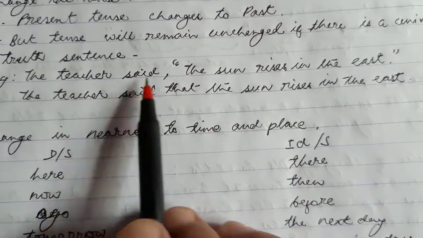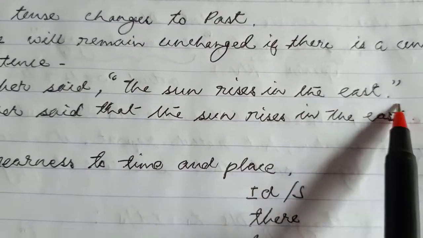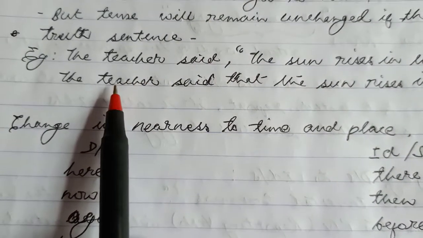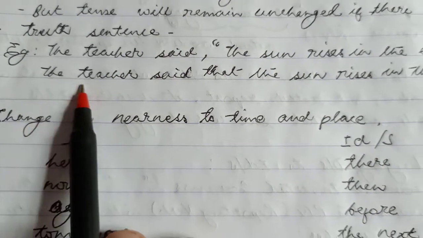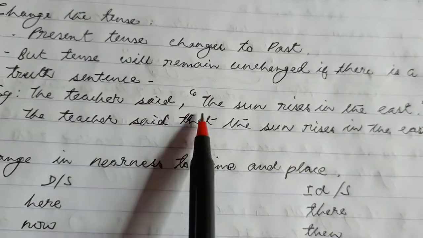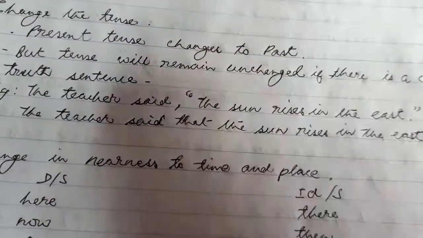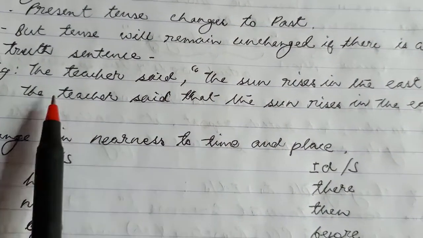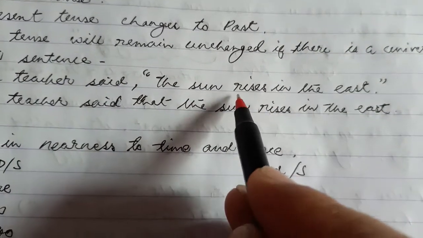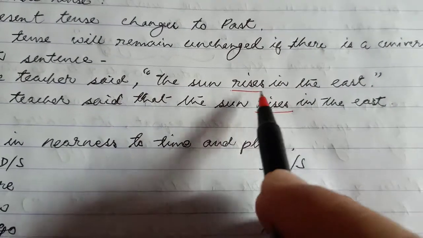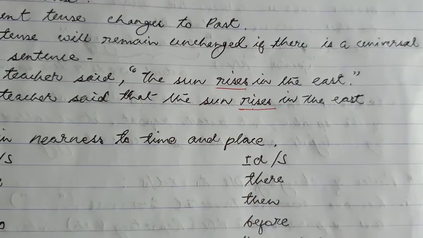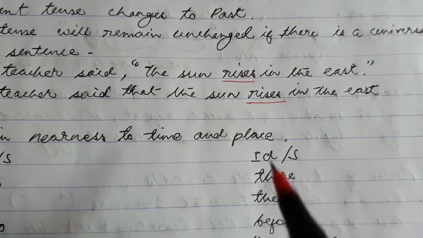Take an example. The teacher said, "The sun rises in the east." How will this change? The teacher said that the sun rises in the east. Now don't get confused with the word that, because we have already finished with the cases where that is omitted. Now we are using that. The teacher said that the sun rises in the east. So here rises remains rises. It did not become rose, because yesterday there was a sunrise, today there is a sunrise, tomorrow again there will be a sunrise.